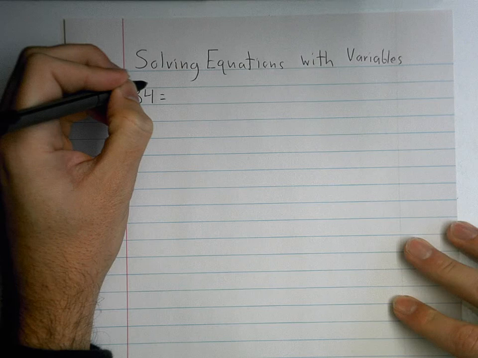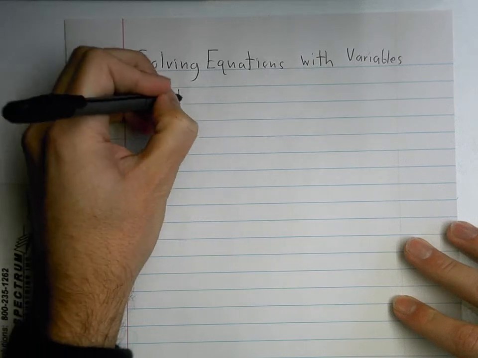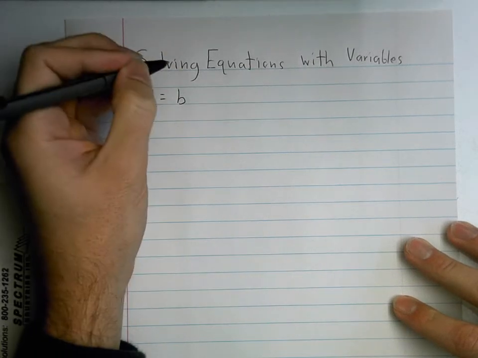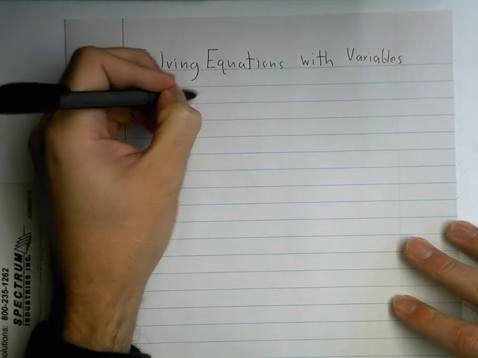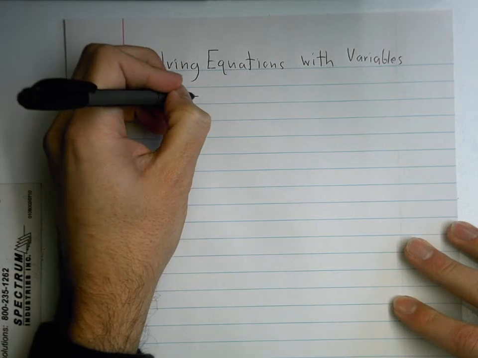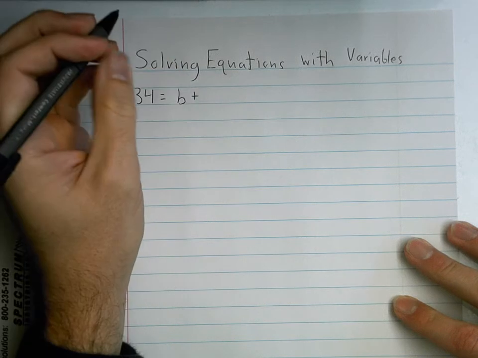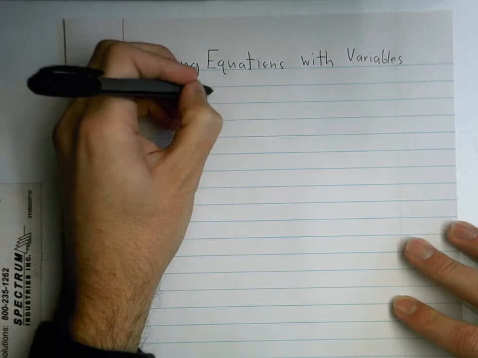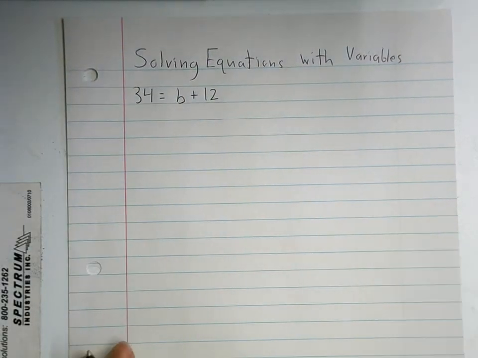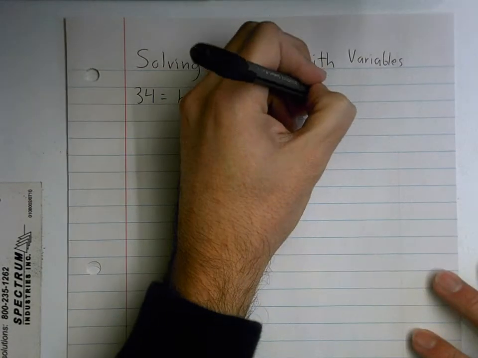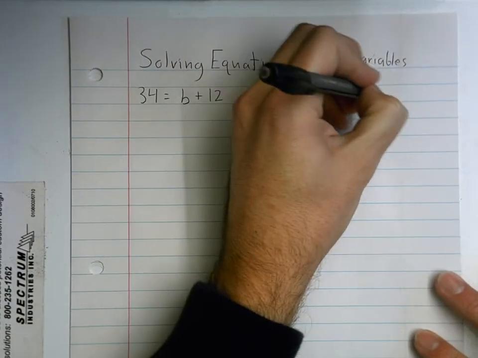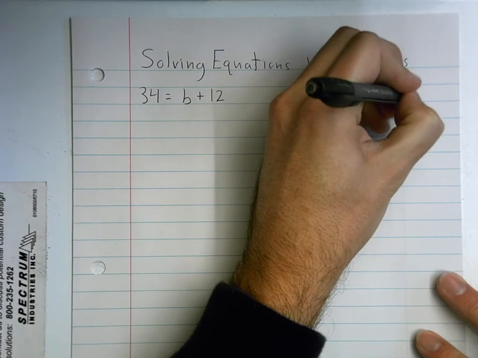34 equals b, minus, no, I'll say plus 12. So 34 equals b plus 12. What's the variable in this equation? Annika? B. So I'm going to write it down. B is the variable.